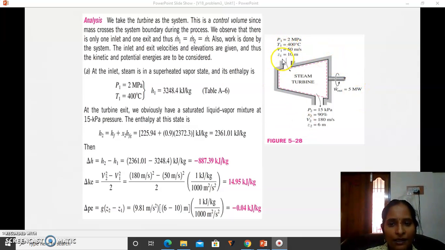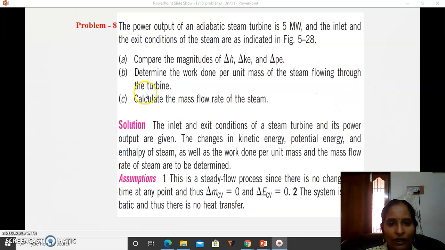P1, T1, V1 is that one, and the same at the outlet, and the work output of the turbine is also given. So compare the magnitudes of del H, del KE and del PE. We have to compute the change in enthalpy, change in kinetic energy, and change in potential energy. The work done per unit mass of steam flowing through the turbine has to be found out, and the mass flow rate of the steam.